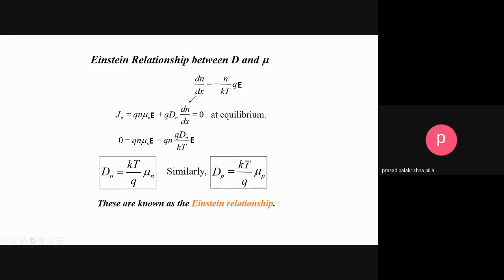kT by q is dimensionally... What is kT by q dimensionally? What are the dimensions of kT by q? What is kT? Yes. k is Boltzmann constant, T is temperature. That we know. But then what is kT?